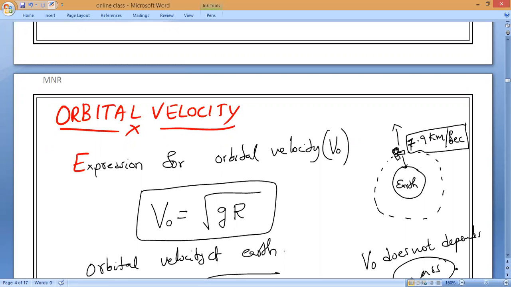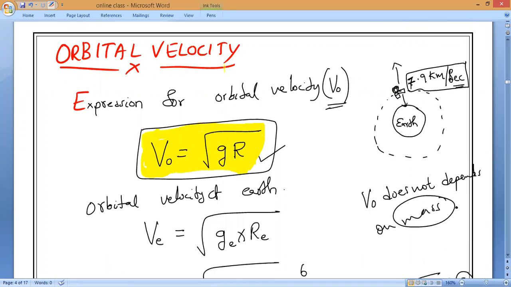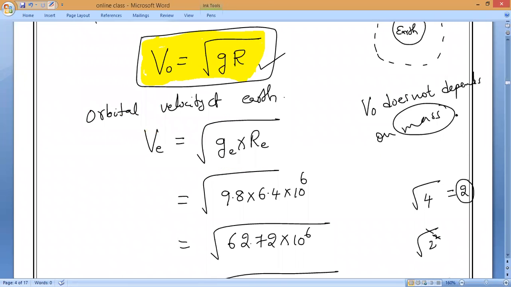So for any satellite to revolve around the earth, we have to give the same orbital velocity. That is what is called orbital velocity around the earth. This is the common formula for calculating orbital velocity for anything. For NTSC and all, it will be coming. It's very, very important. The derivations and all they will teach you. This is for foundation: orbital velocity means root of acceleration due to gravity into radius of the planet. That is what you have to remember.